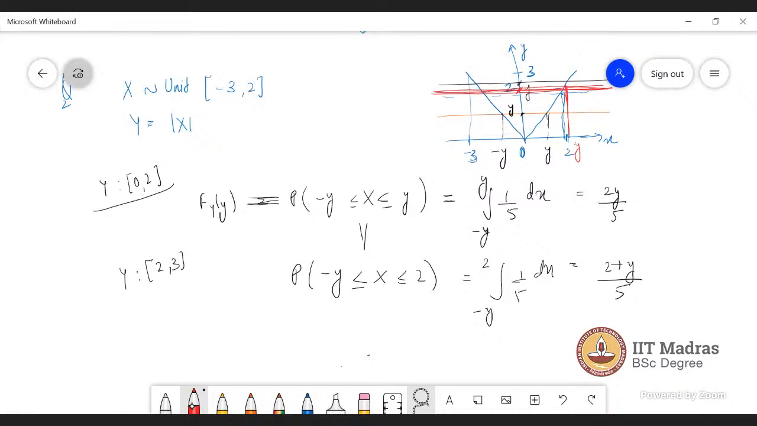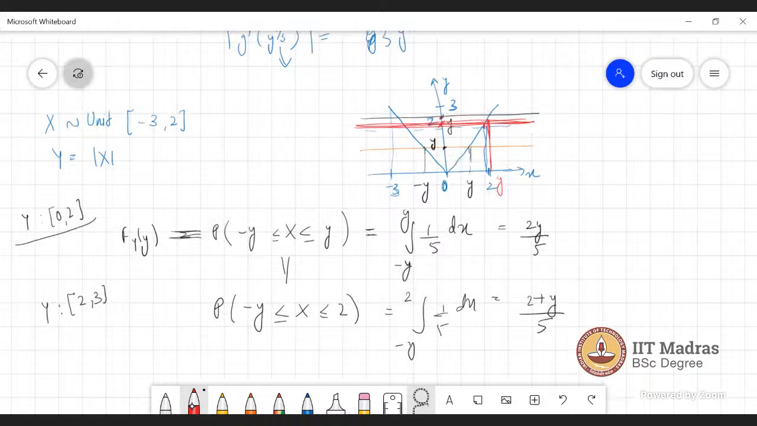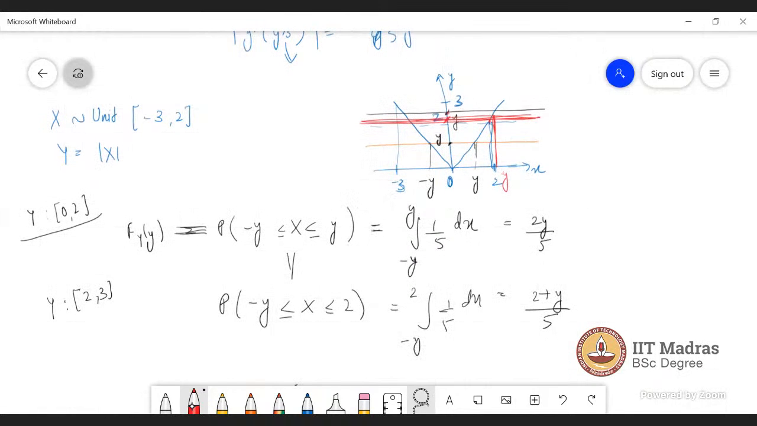So if you break it into two intervals, first 0 to 2, then 2 to 3: any y that you take between 0 to 2 will always lie in the support of x. That is why we split into two parts. In the first case it is again 1 by 5 times 2y, so 2y by 5, and in the second case you'll have to take from 2 to 3.